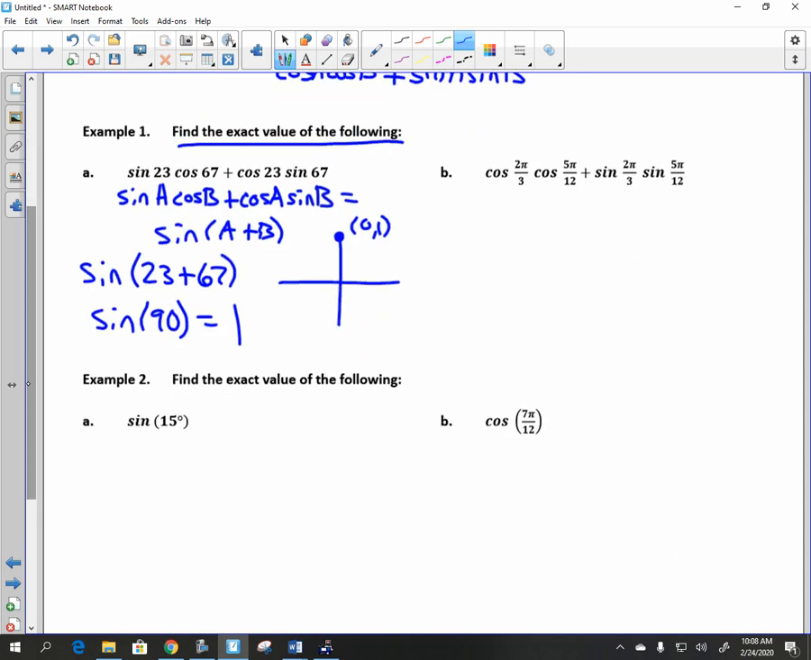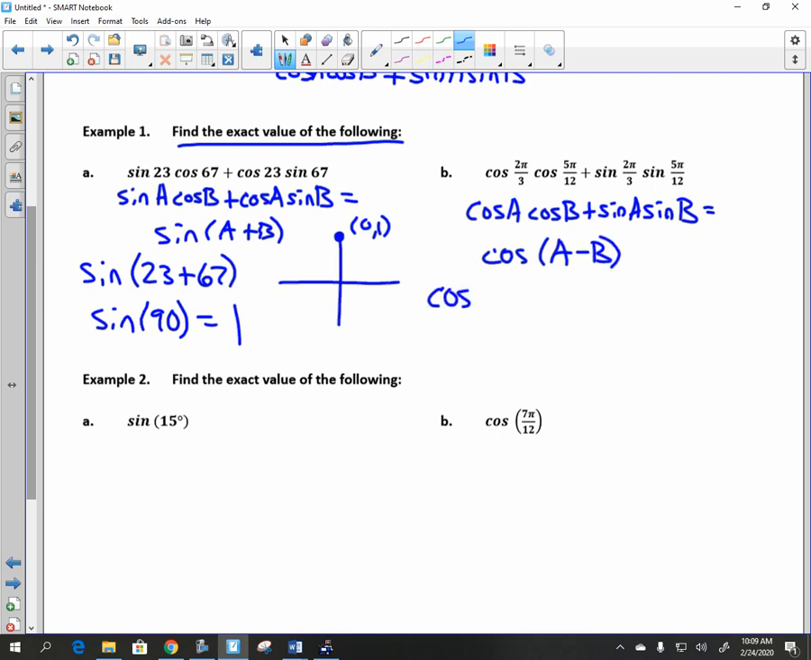So we look at this situation here. We've got cosine of 2 pi over 3, cosine of 5 pi over 12, plus sine of 2 pi over 3, sine of 5 pi over 12. We wonder what that simplifies to. I don't know, but I do know that it looks like the form cosine of A times the cosine of B plus the sine of A times the sine of B. And we just learned that that's equal to what? Cosine of A, thank you. Is it A minus B or A plus B? It's A minus B.